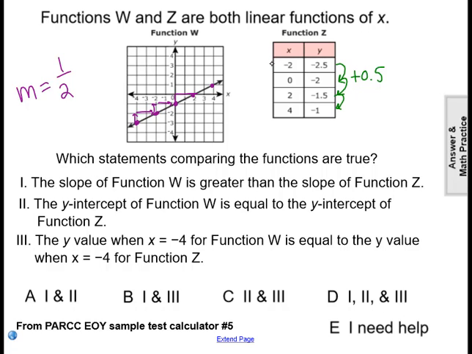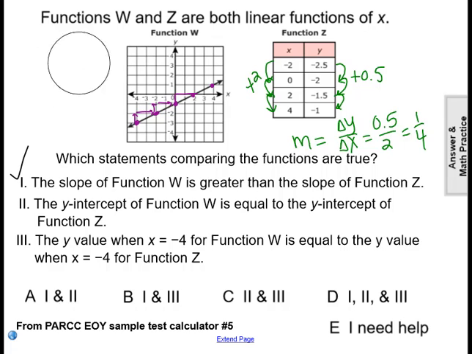The change in x value, we're going from negative 2 to 0 to 2 to 4. We are adding 2. So our slope will be the change in y over the change in x. So that will be 0.5 over 2, which can be rewritten as 1/4. So we're comparing 1/2 to 1/4. 1/2 is greater than 1/4, so statement 1 is true. The slope of function w is greater than the slope of function z because 1/2 is greater than 1/4.